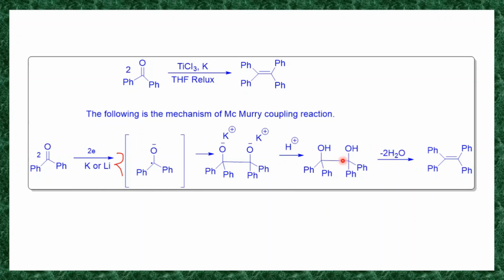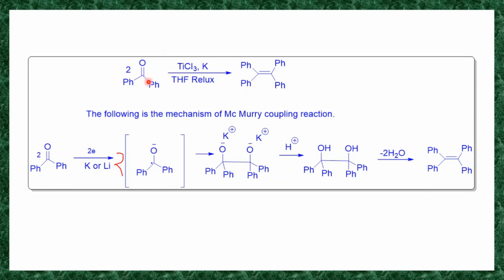And once you get this 1,2 diol, simply dehydration reaction takes place. Dehydration means loss of water molecule. Dehydration reaction takes place, loss of water molecule, and you will get your final product, that is alkene, the compound having carbon-carbon double bond. So this is the simple reaction.